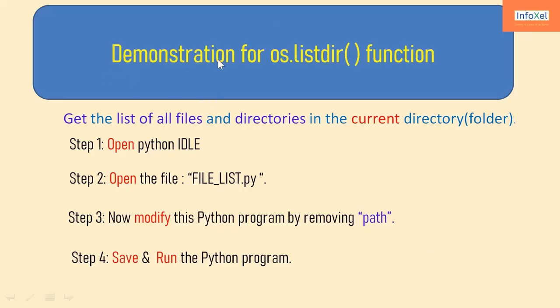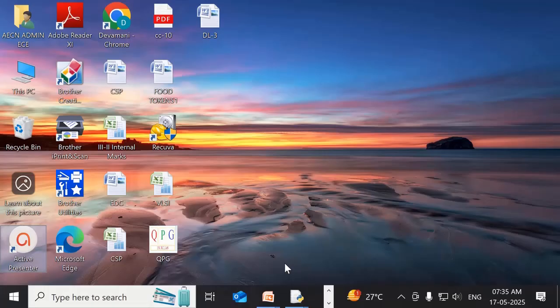So, demonstration for the os.listdir function without the path argument. This lists all the files and directories from the current directory. Again, step 1, open the Python IDLE and open the file_list.py. Now modify this Python program by removing the path. Save and run the Python program. We'll see that now.